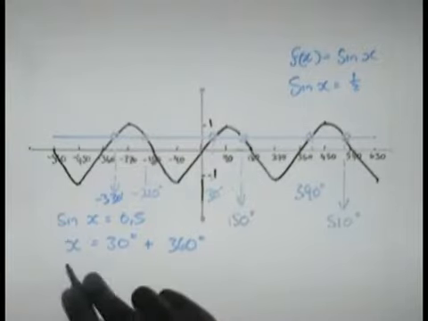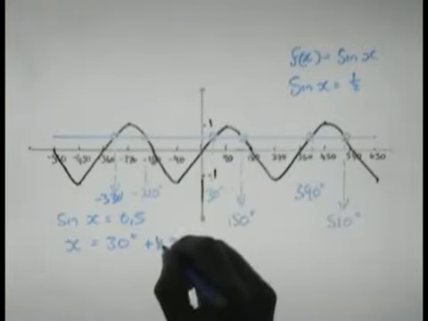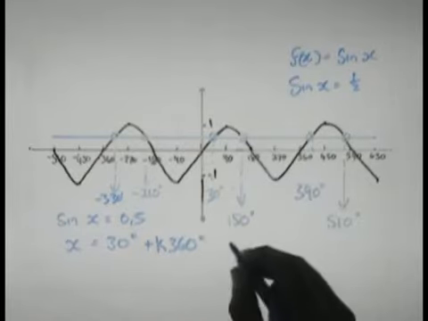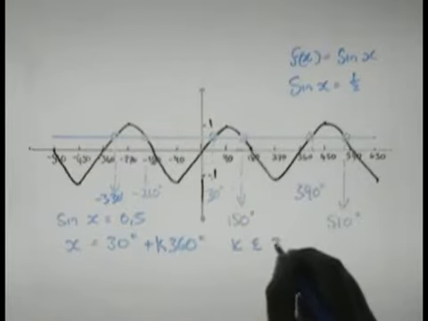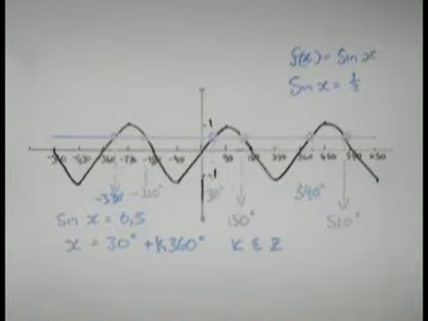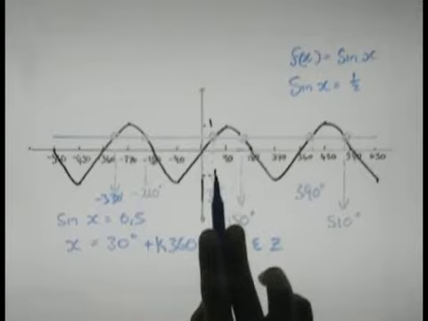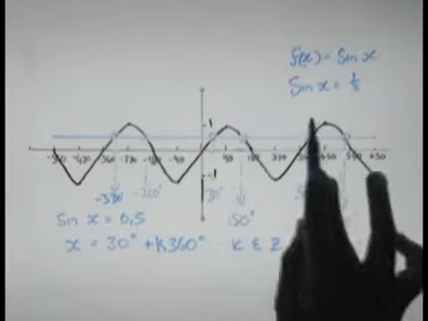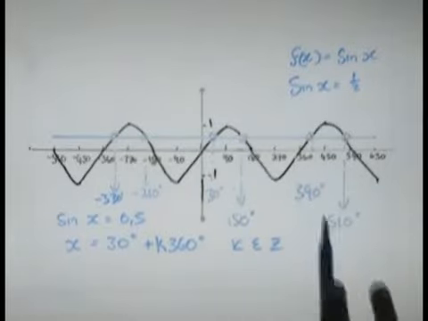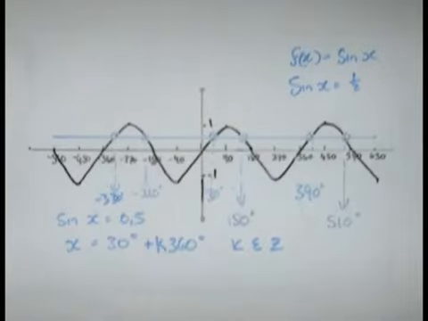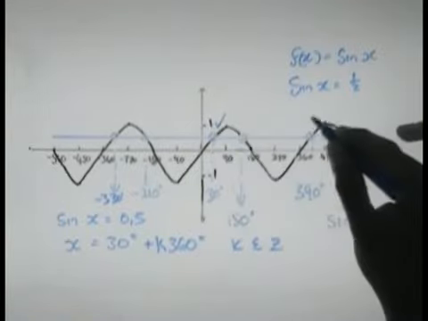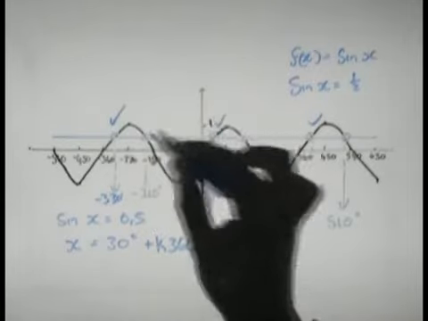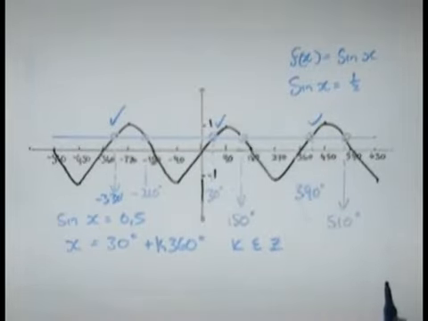So I'm going to say that x is equal to 30 degrees plus k times 360, where k is an element of integers. That means that k could be 0, that will give us 30 degrees, k could be positive 1, that would give us 390 degrees, k could be negative 1, that would give us negative 330, and k could have any other integer value. But that only accounts for those values. What about those other three values?